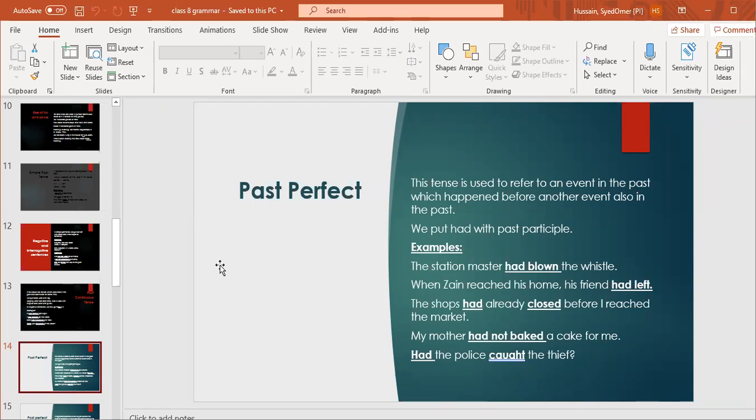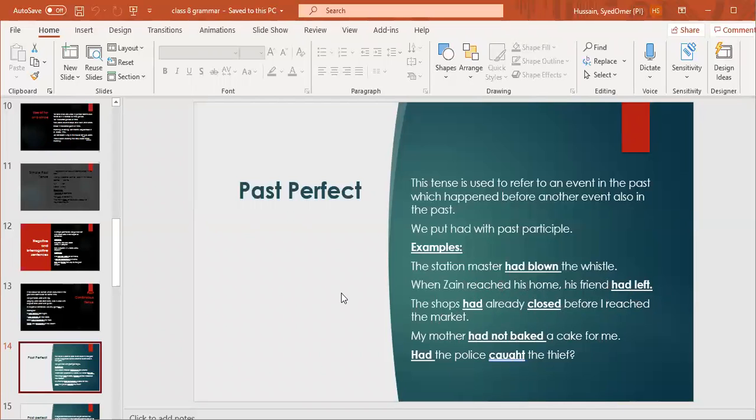past perfect. The station master had blown the whistle. When Zan reached his home, his friend had left. In this example, you can see reached, simple past, had left. The shops had already closed before I reached the market. Same here, reached, had closed. My mother had not baked a cake for me, had the police caught the thief.